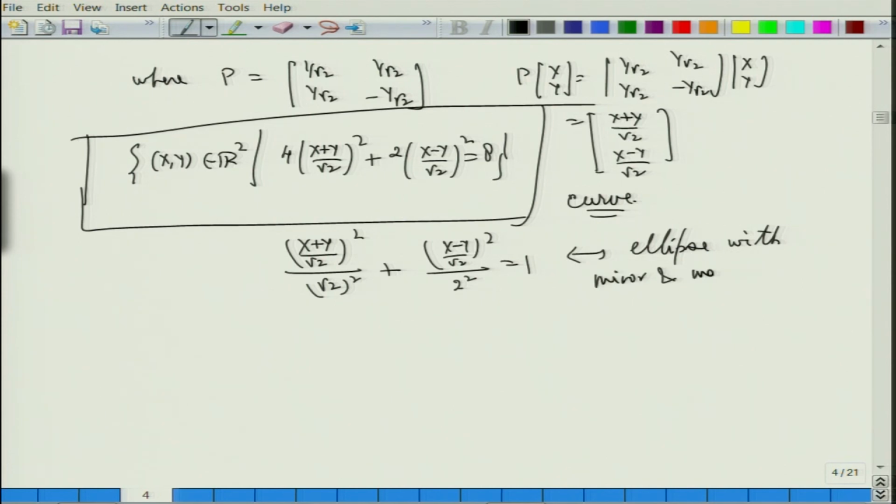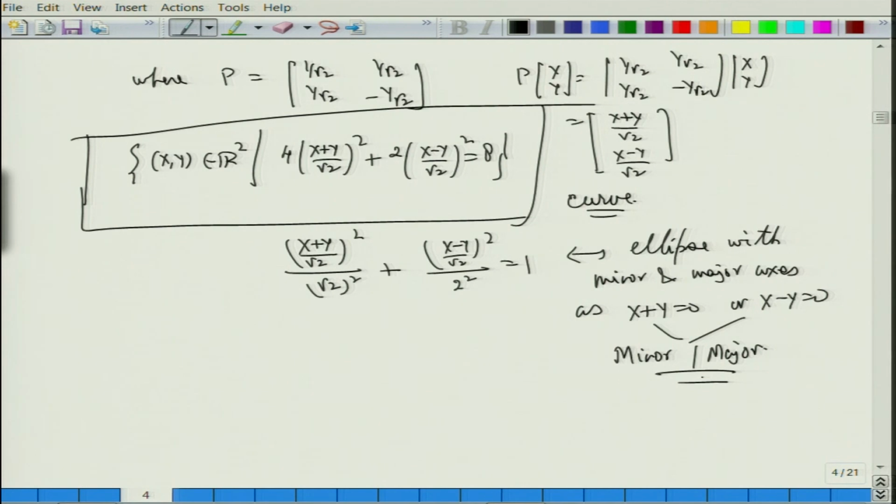minor and major axis as what? Is it x plus y equal to 0 or x minus y is equal to 0? Which is minor, which is major? All right. So, what I am trying to say here is that somehow the study of these eigenvalues and eigenvectors has also resulted in the study of what are called curves. I am able to talk about curves and we will look at those things in the next class, all right.